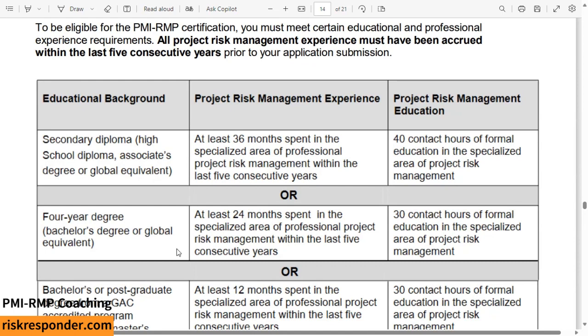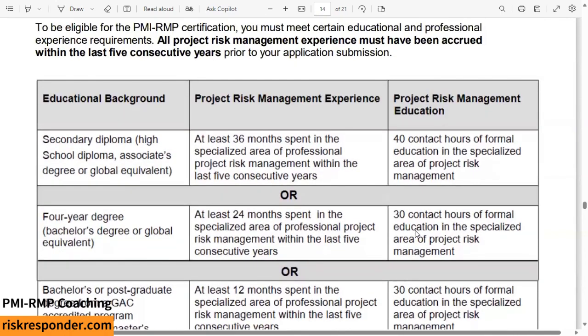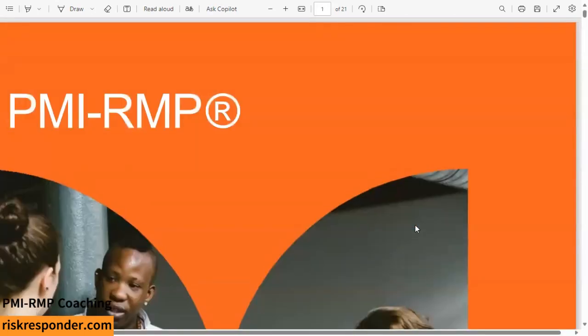If you have a bachelor's degree or the global equivalent, you need at least 24 months spent in the specialized area of professional project risk management within the last 5 consecutive years. In other words, if this is 2024, you cannot go to 2017 to count your experience. It has to be recent. You also need 30 contact hours of formal education. If you attended a global accredited college program, then you need 12 months spent in the area of risk management and 30 contact hours of formal education. Those are the requirements. If you have any question about that, do let me know.